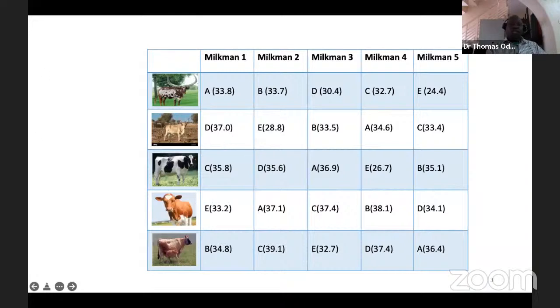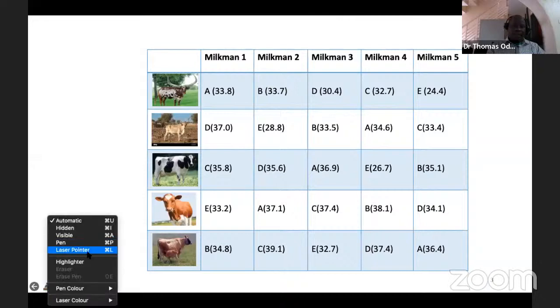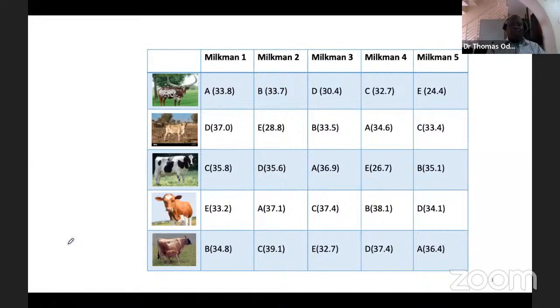So what we need to do, somebody asked the question the other day, how do we enter this kind of data in Excel before we do the analysis. What we could do is look at a cow, and then we look at milkman, and then we look at milk yield. So we have 3 different columns.